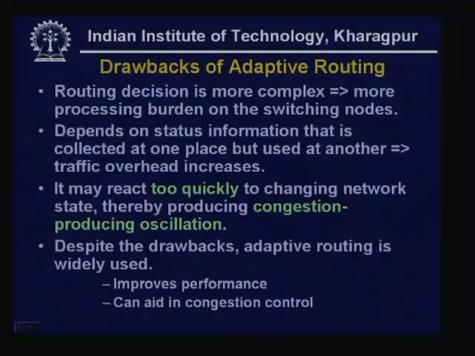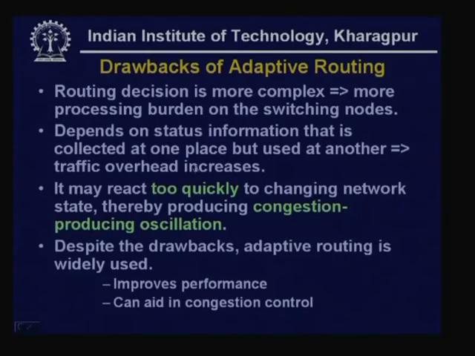So, it depends on status information that is collected at one place, but used at another. What is happening is that the information about the network status, queue length, delay or whatever it may be, is being gathered at different nodes in the network. However, the decision has to be taken not in the nodes, but in the stations or computers. So, as a result, the information has to be transmitted to them, and that increases the traffic overhead significantly.